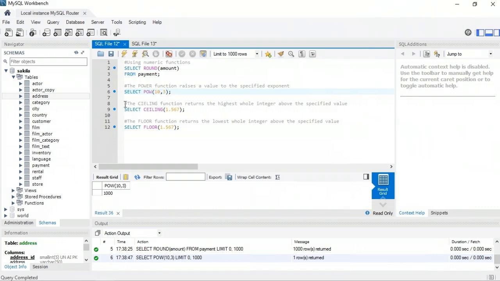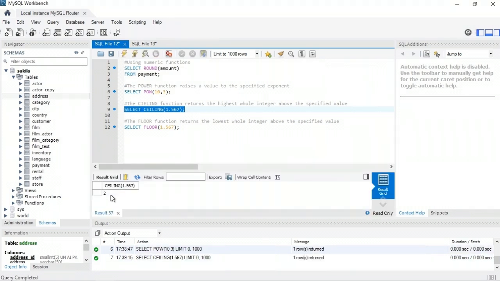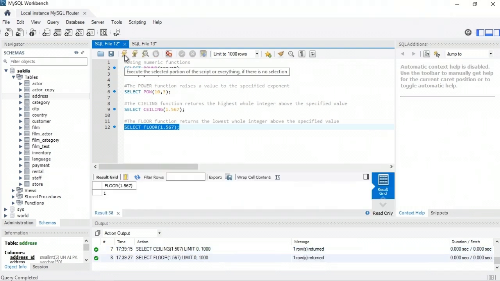And then the ceiling function returns the highest whole integer above a specified value. So in this case, I'm passing in 1.567. Ceiling will say that the next whole integer above that is 2. So let's go ahead and execute that. And sure enough, 2. And the floor function does the exact opposite. Same value. This returns the lowest whole integer, which in this case is 1.